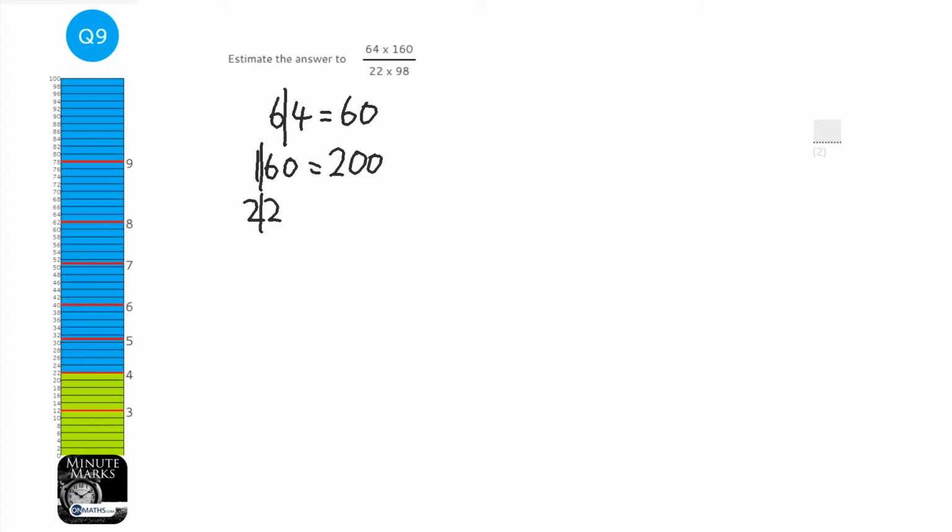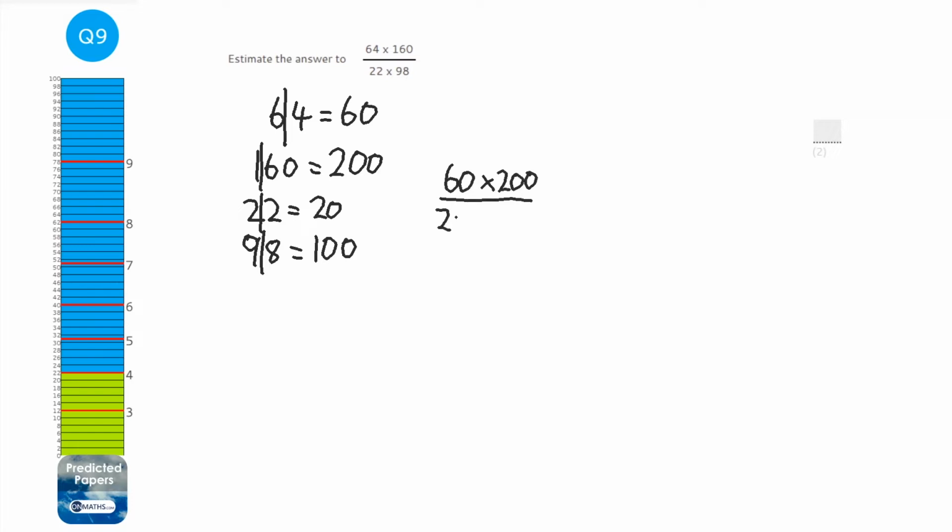22 at the bottom, line goes down there, that rounds to 20. 98, line goes down there, the 9 will go up to a 10, and the 8 will turn into a 0. So that question turns into 60 times 200 over 20 times 100.